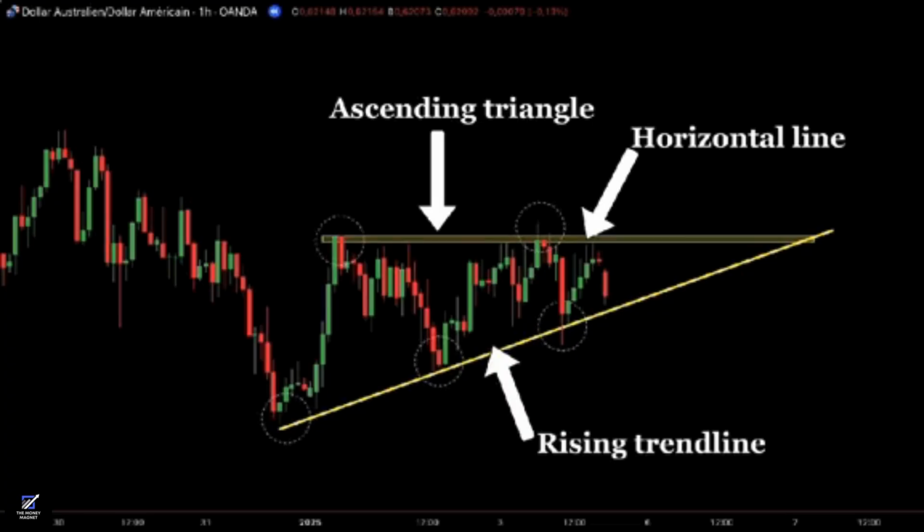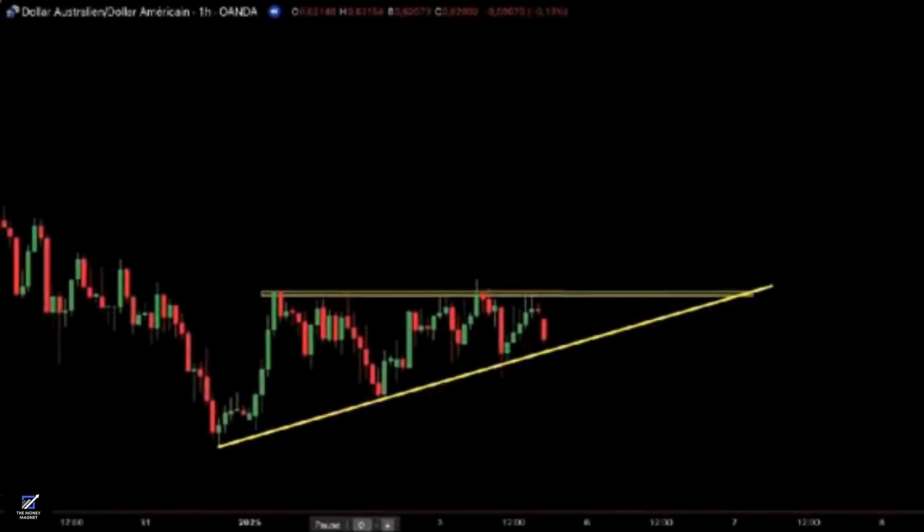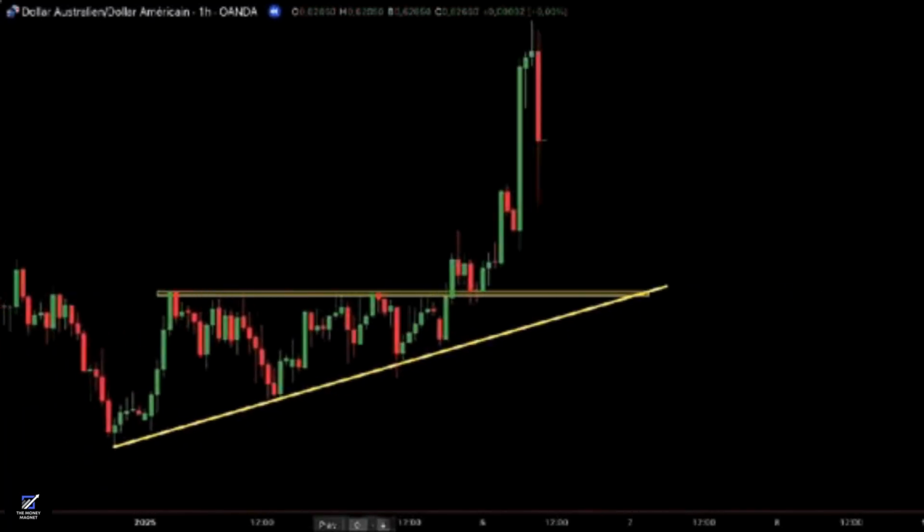Traders often watch for breakouts from triangle patterns. The breakout can occur to the upside or downside. Ascending triangles are often called continuation patterns, since price will typically break out in the same direction as the trend that was in place just prior to the triangle forming.